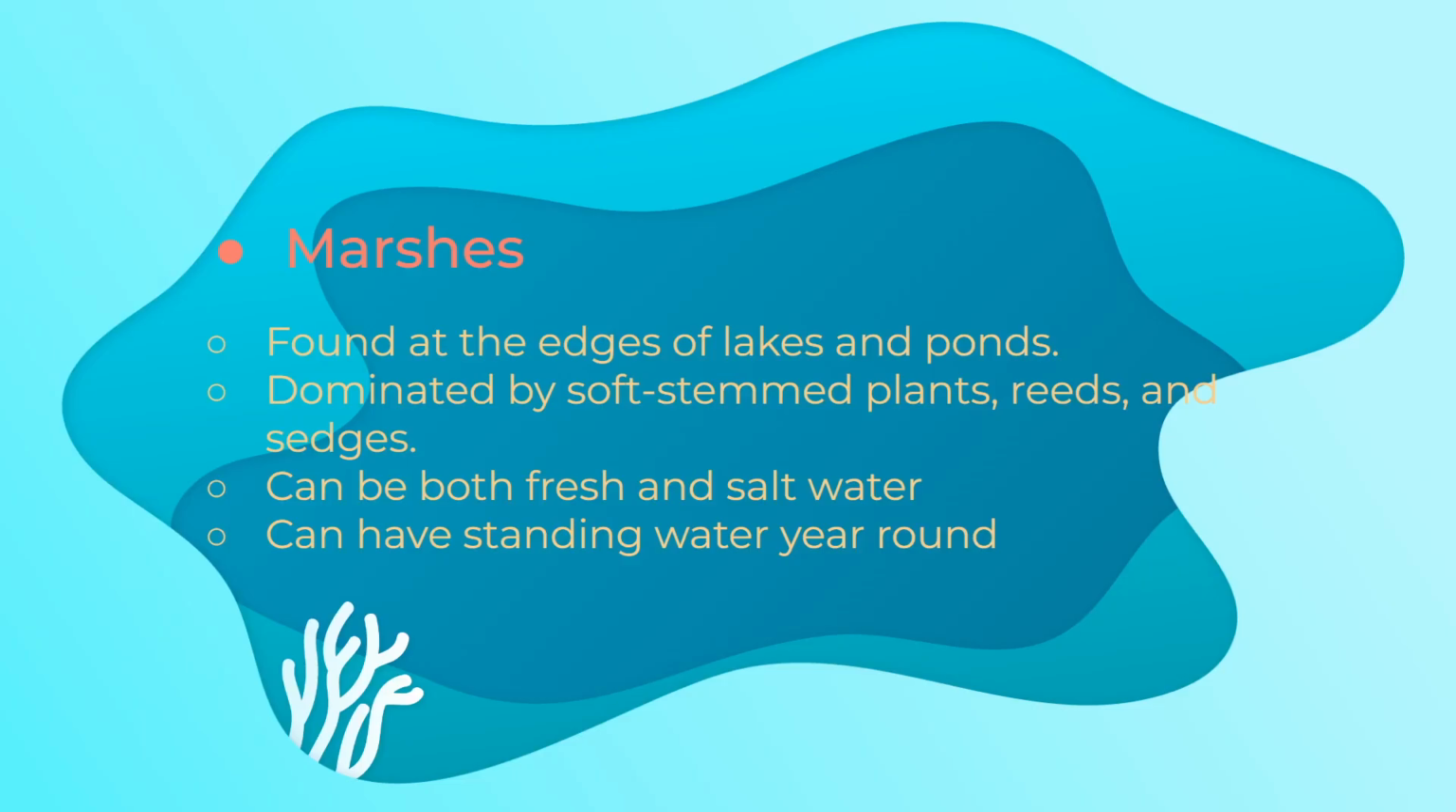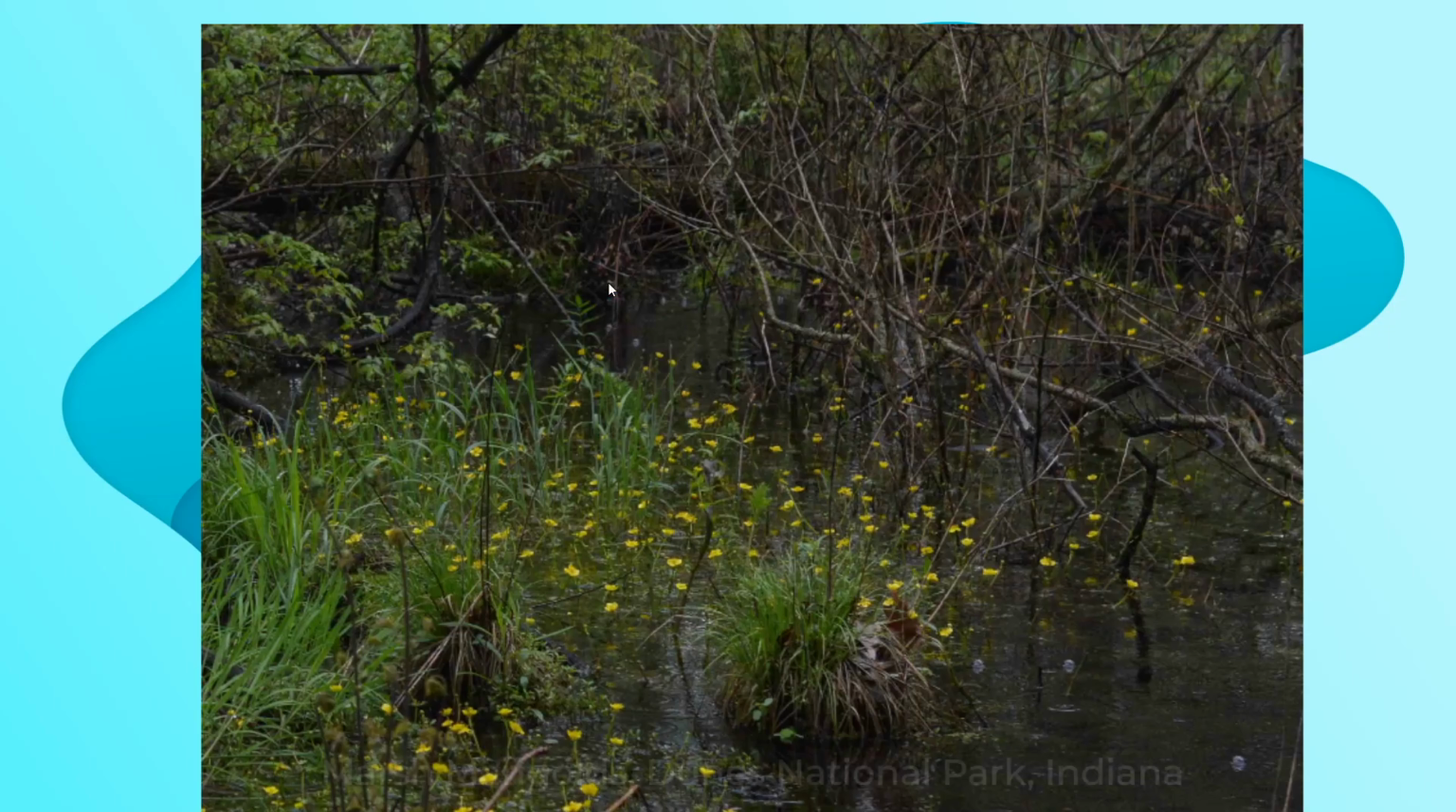Next we have marshes. They're all going to have reeds and cattails along with soft-stemmed plants and sedges, which are uniquely adapted to survive with their roots totally submerged in water. These can also be fresh or salt water depending on their location and can have standing water year-round. Here you'll find a plant called a marsh marigold in a marsh located in Indiana Dunes National Park along Lake Michigan here in Indiana.